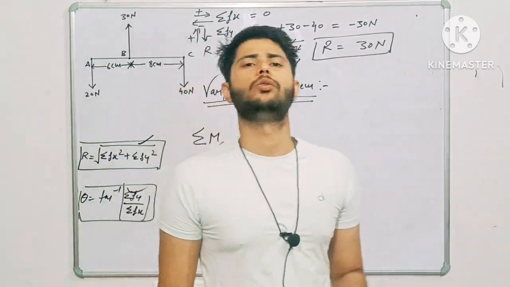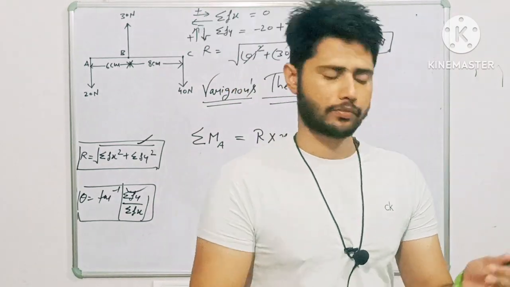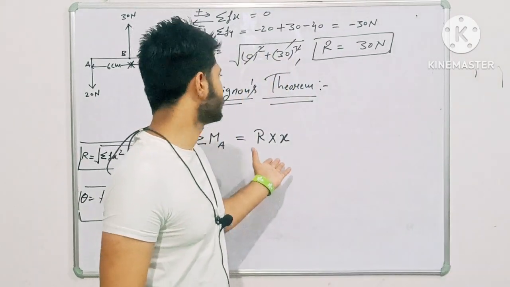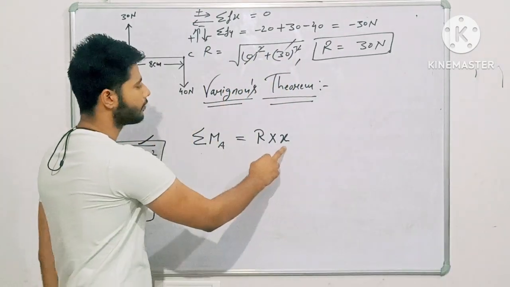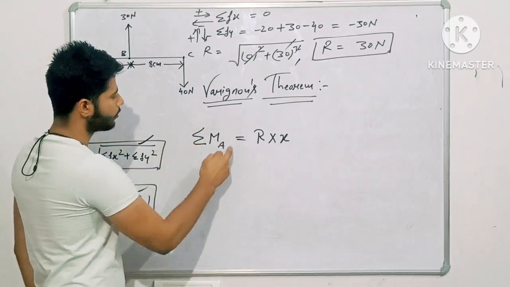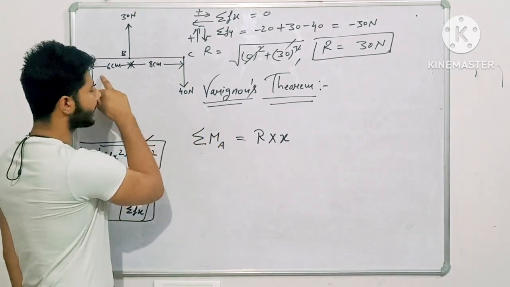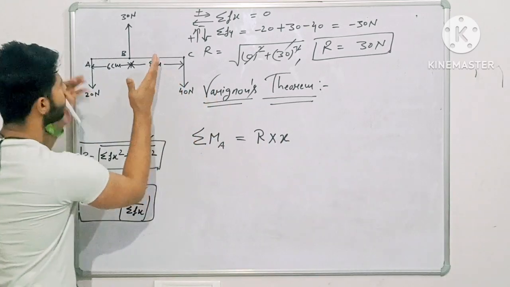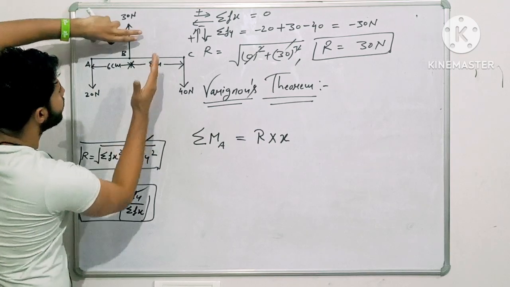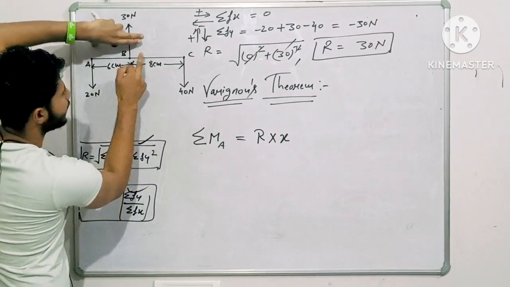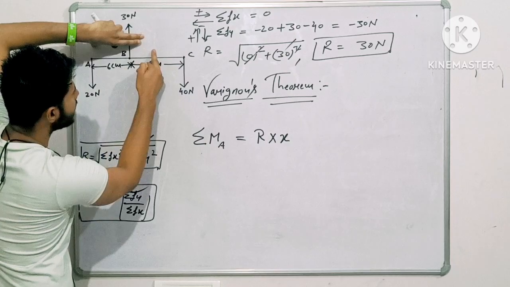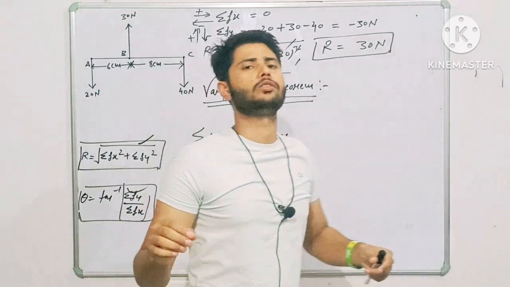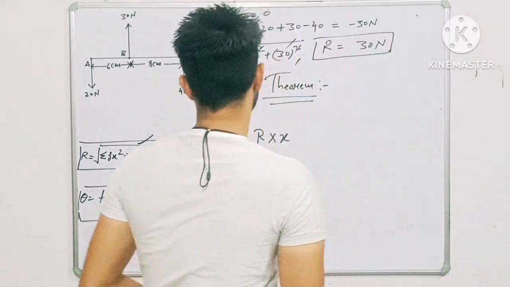X is the perpendicular distance from that point. So according to this formula we can directly find the position of the resultant force here, because R multiplied by X means, if we do the summation of moments of all these forces from point A, then we will get our answer equal to the resultant with its perpendicular distance from point A. Then we can directly find our position here. Then come next.